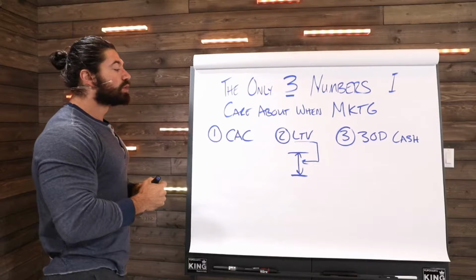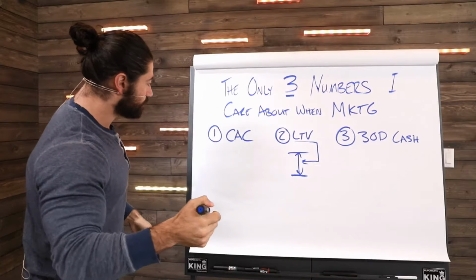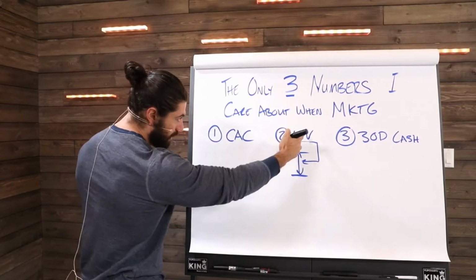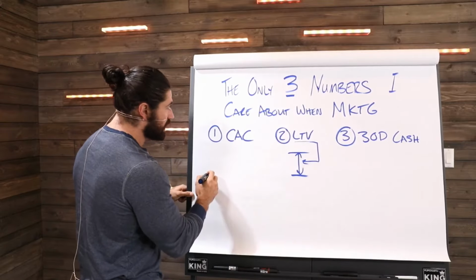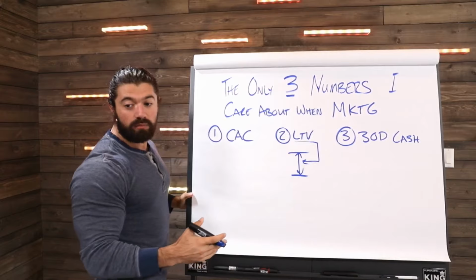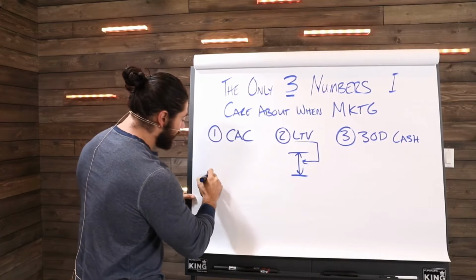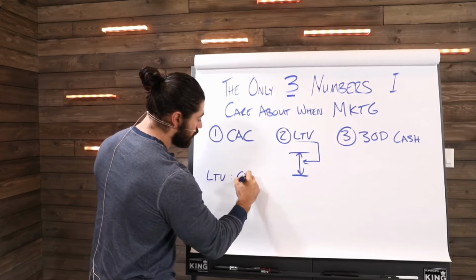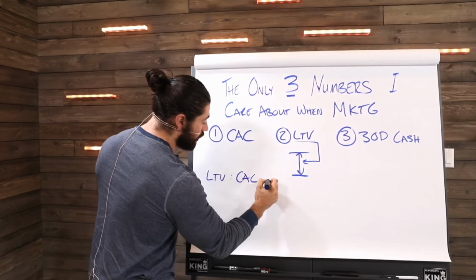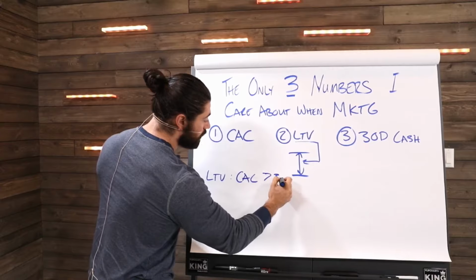All right, so what are the relationships that I'm looking for? For me, for LTV, there are different relationships that I need to draw here when I'm looking at how the marketing's working. My LTV to CAC ratio, I want to always have greater than 3 to 1.